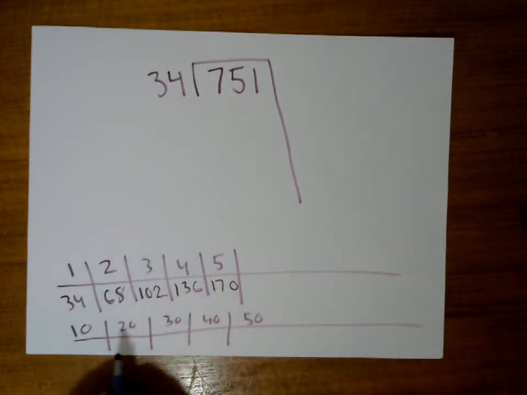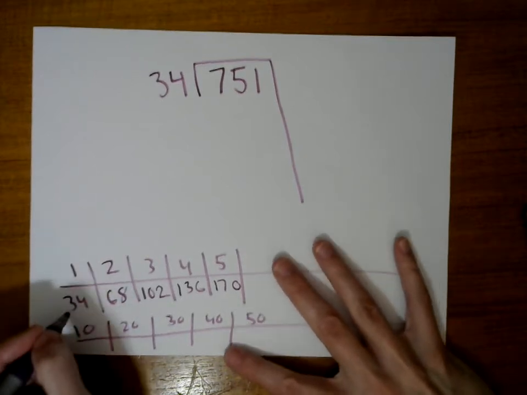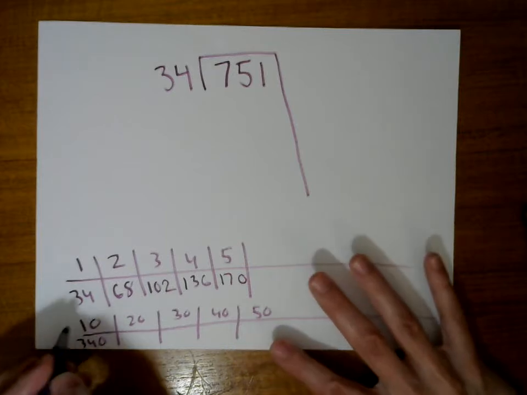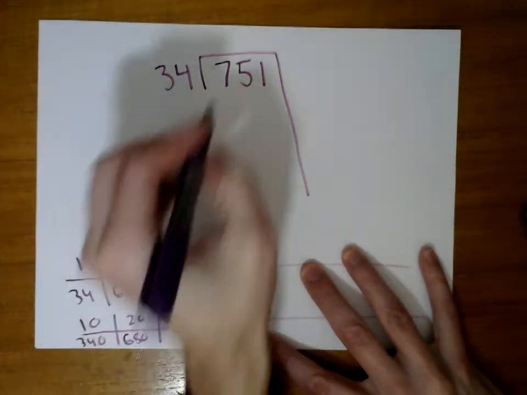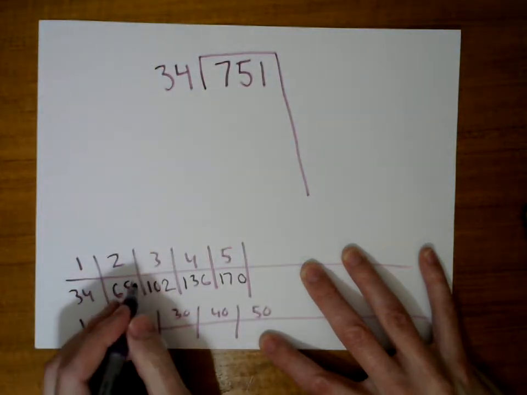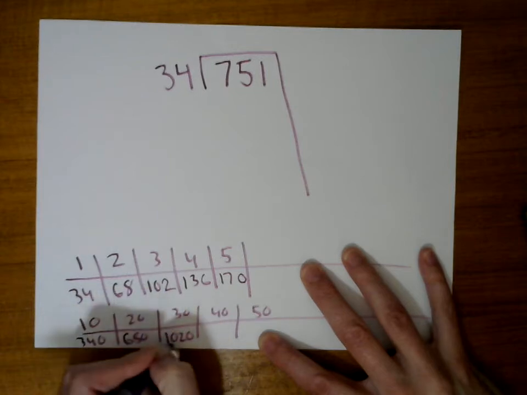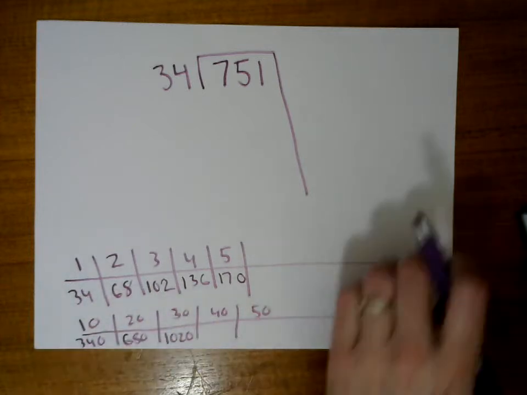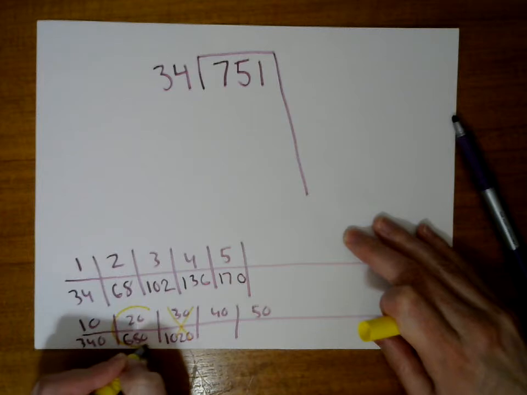Okay, let's see how we're doing with multiples of 10. So if one group of 34 is 34, 10 groups would be 340. If 2 groups is 68, 20 groups would be 680. Ooh, that's pretty close to there. Yeah, 3 groups of 34 would be 102, so 30 groups would be 1020. That's too high. Can't use that one, so I'm going to go with this to start with.